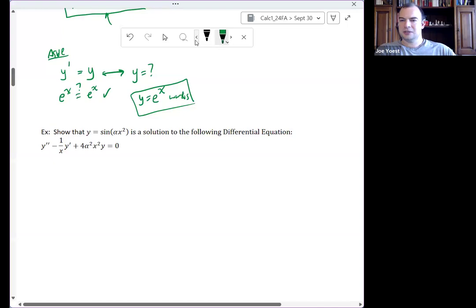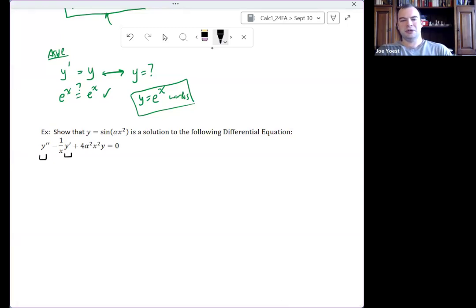Okay, so let's go through this then. What is my goal? My goal is to find the derivatives of y, its first and second derivatives, plug them in, and hopefully show that everything goes away on the left-hand side, right? Because we want equals 0. Okay, so let me come over here. I have y equals sine of alpha x squared. I need y prime and y double prime.